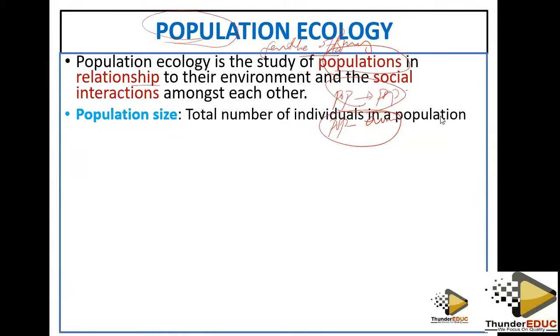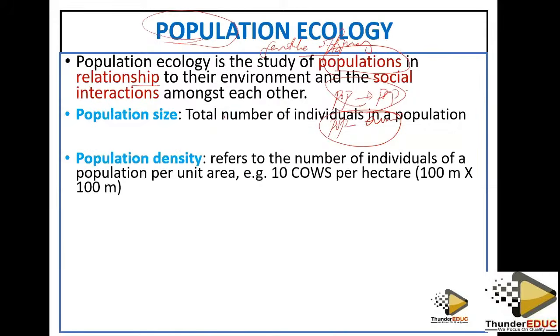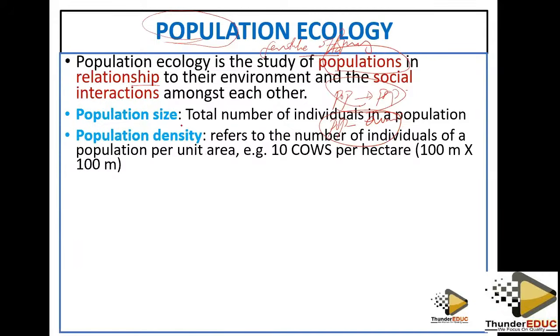So the total number of individuals in a population is what we call population size. And then population density, meaning how many are there in a specific unit of an area. So the number of individuals of a population per unit area. How many individuals are in your area? That specific area only. That's why we are saying per unit area, for example, 10 cows per hectare.